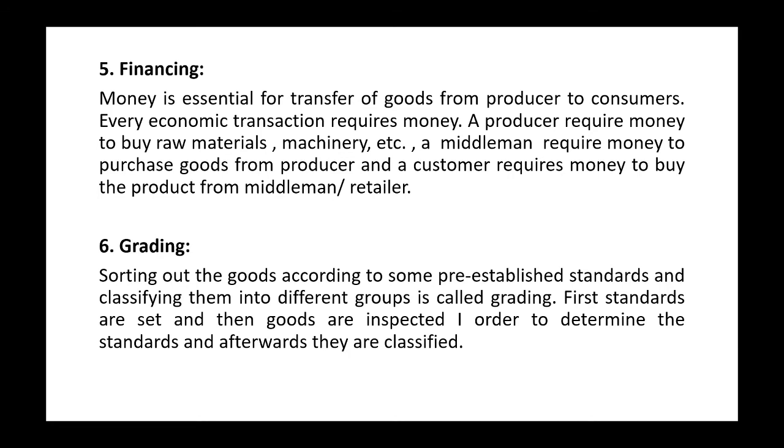And then the sixth one is grading, sorting out the goods according to some pre-established standards and classifying them into different groups is called grading. First, standards are set and then goods are inspected and then arranged in order to determine the standards, and afterwards they are classified. That is grade 1 or grade 2, or for example, cashew nuts or raisins, they are categorized into class 1 or class 2. Even tea powders are classified based on their quality. So all this classification and grading is done in this part of marketing activity.